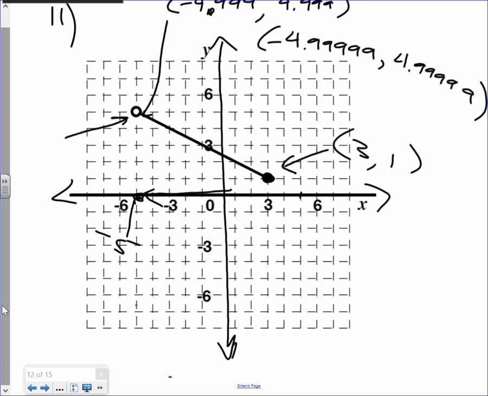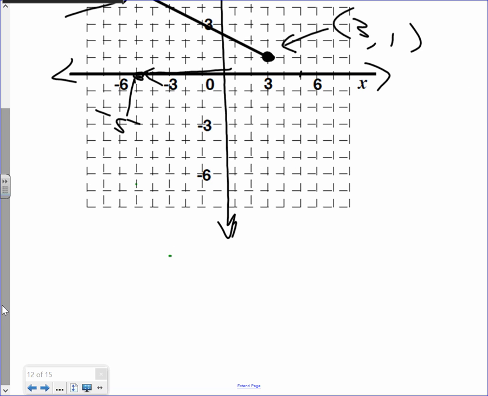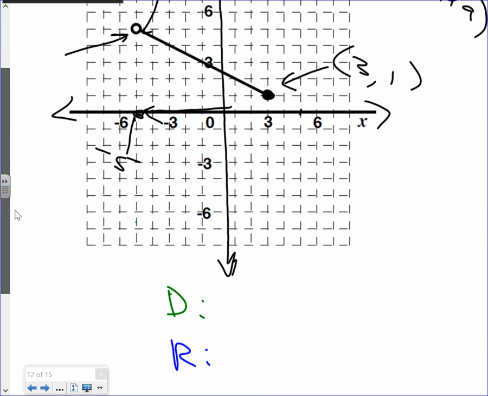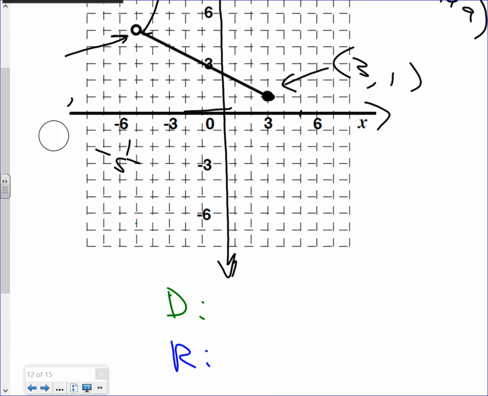So what's the domain and range? Here we go. The domain I'll put in green. I'll put D for domain, and then R for range. So let me use a green. X can never be negative 5. I just established that. Here's negative 5. It can only be numbers bigger than negative 5, but never becoming negative 5 because it's an open circle. So x can be any number bigger than negative 5, and it can actually become 3.